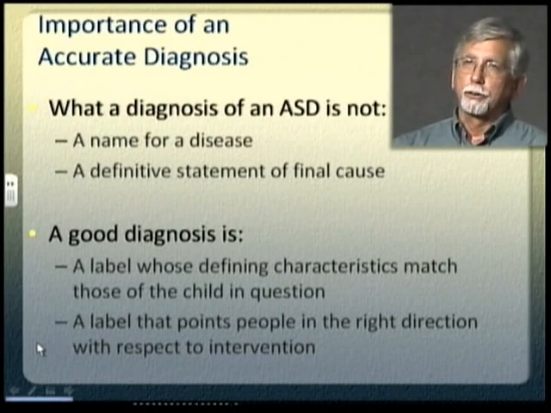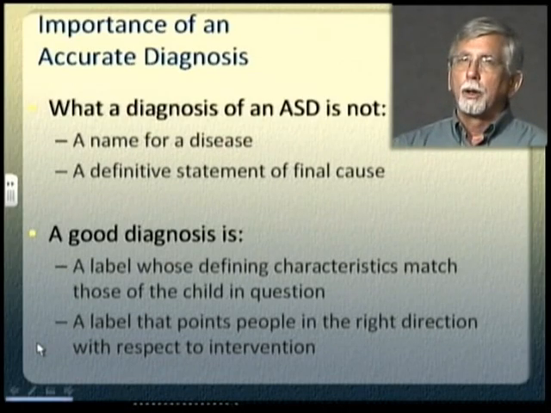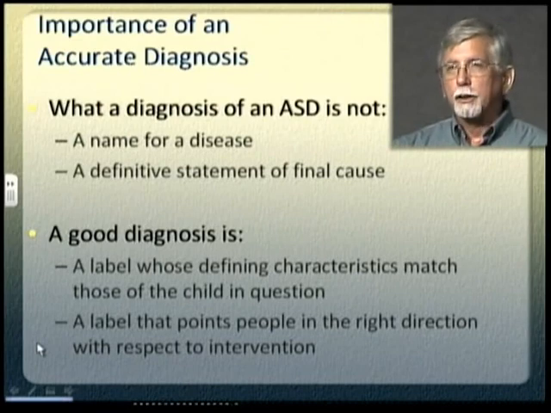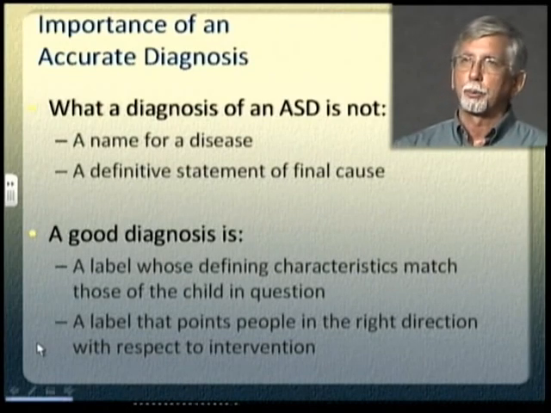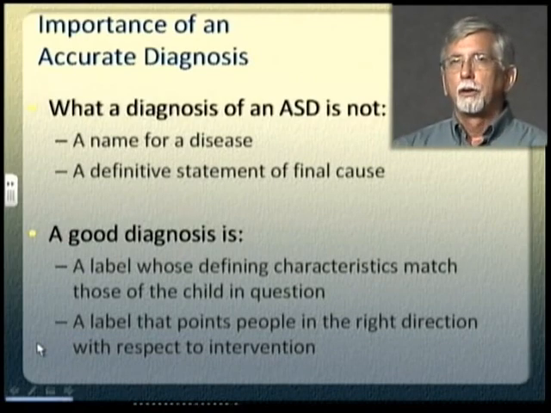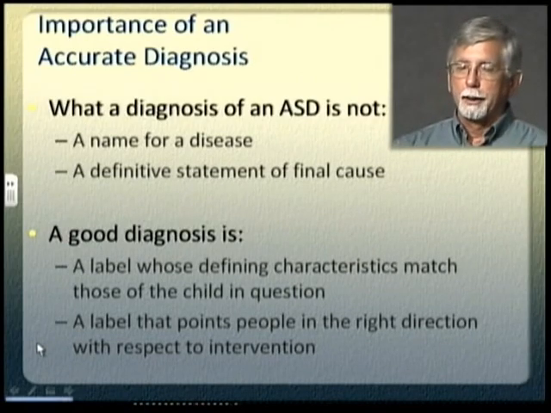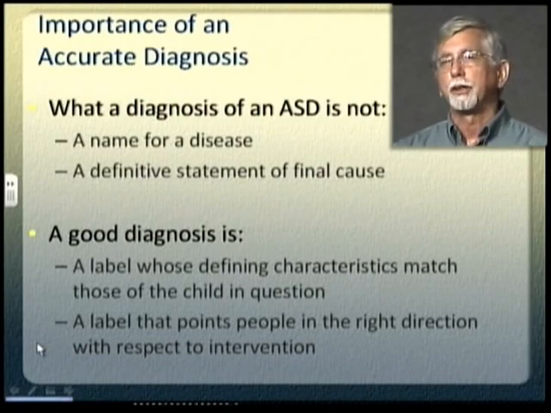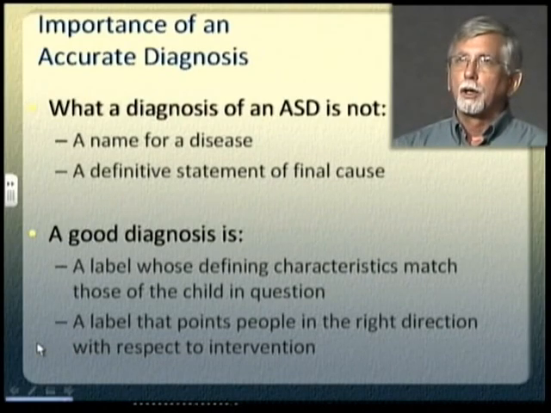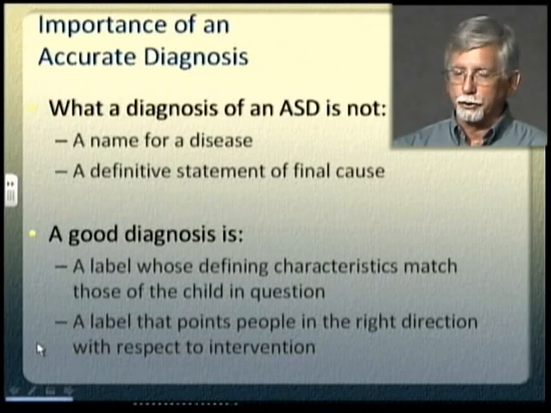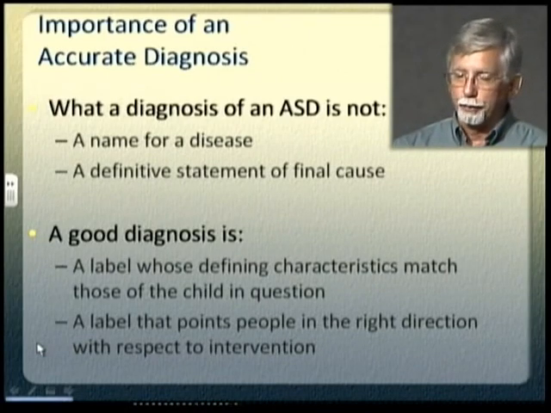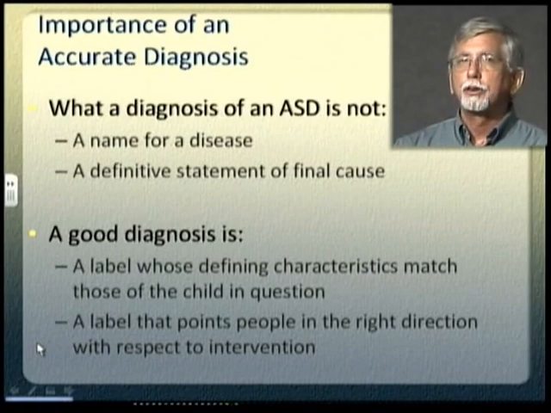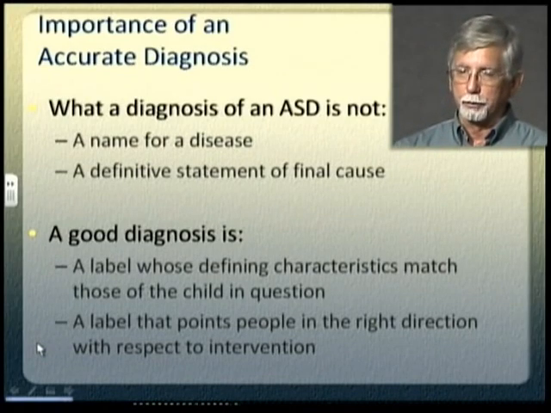Just a word then about what a diagnosis of an autism spectrum disorder is not. It is not really a name for a specific disease, and it's clearly not a definitive statement of the final cause of the problems that the child is manifesting. The biological research in autism spectrum disorders is pretty clear that this final behavioral presentation that we call an autism spectrum disorder has many, many different pathways that a child can follow in order to reach that final behavioral presentation. There are many different kinds of biological differences and problems that might yield such an autistic presentation.